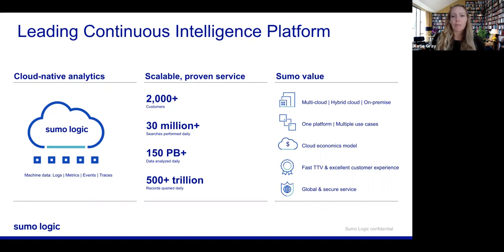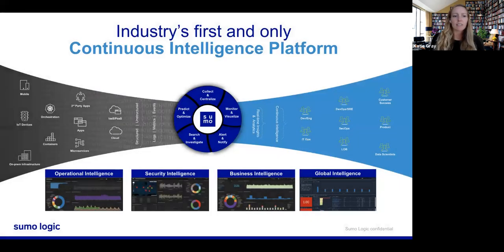So we have one platform that has multiple use cases, and those use cases span operation intelligence, security intelligence, business intelligence, and global intelligence. What we're going to be focusing on today is the operational intelligence piece. So, of course, your applications running in AWS, how do you provide operational visibility into those solutions, and then provide the analytics to all of the various teams in your organization.